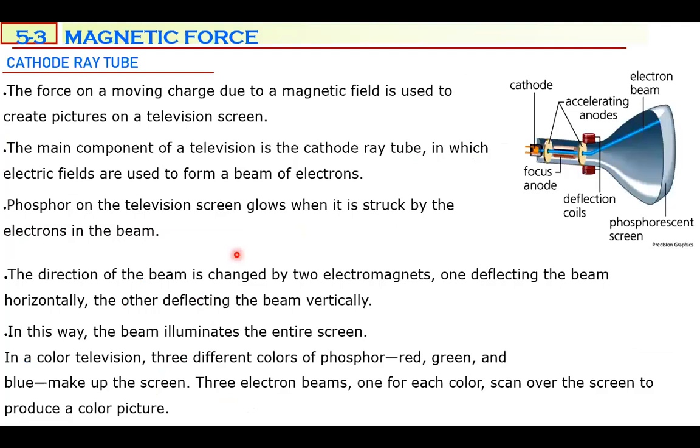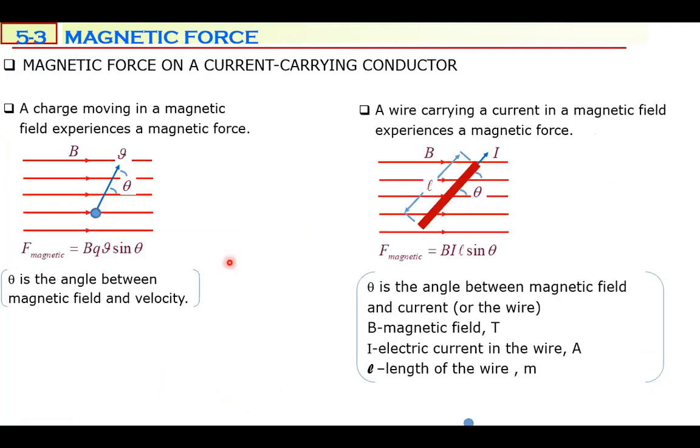And what about the wire? If it is not a charge, if it is a wire inside a magnetic field, what will happen? So when a charge moves at an angle theta to the magnetic field lines, there will be a magnetic force acting on the charge, QV sine theta. But if you put a wire inside a magnetic field at some angle theta, the electric current makes an angle with the magnetic field lines.